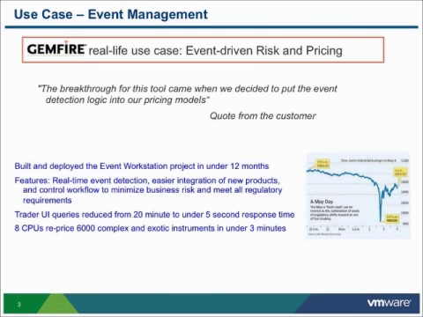But what they got in the end was a lot more speed. On 8 CPUs of GemFire, they were able to reprice all 6,000 of their complex and exotic instruments in under 3 minutes. And in fact, they could reprice individual instruments in about 45 seconds. Their user queries went from 20 minutes to under 5 seconds.